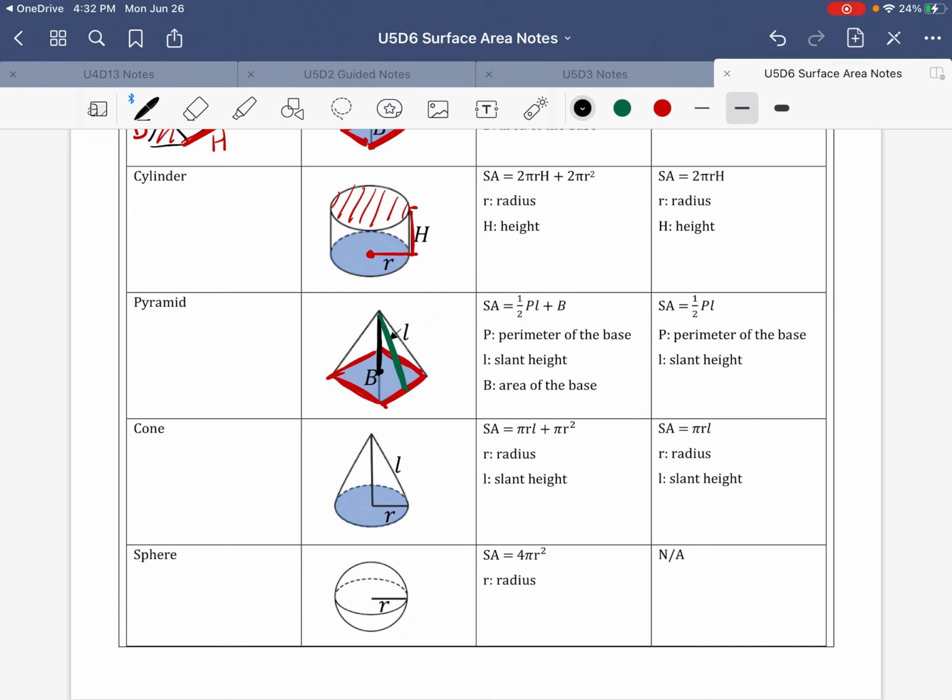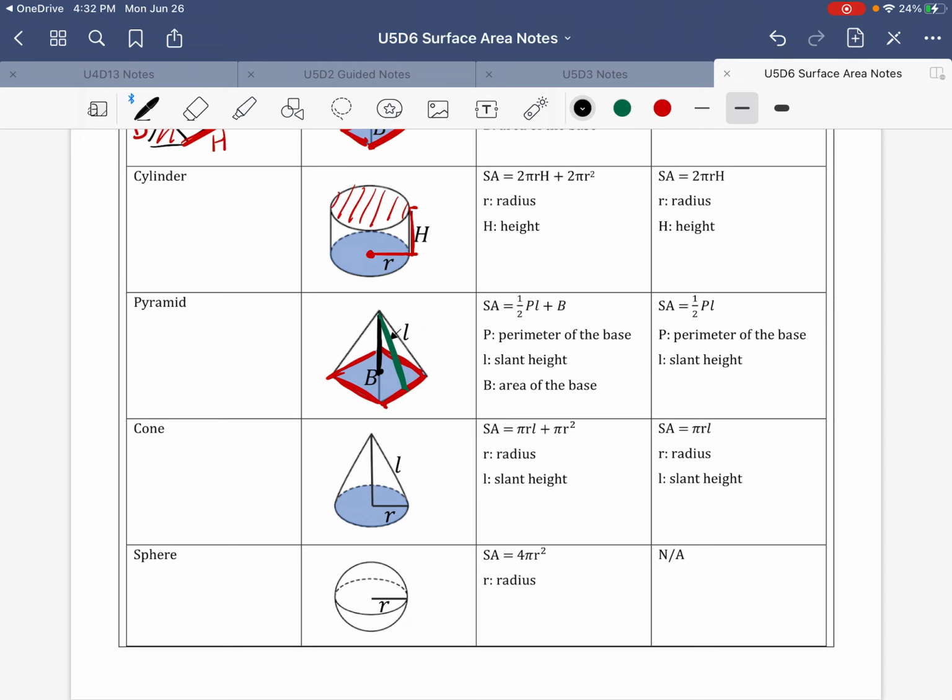So we will use 1/2 times the perimeter times the slant height plus B, which is the area of the base. So if it is a square, then we're doing base times height. If it is a triangle, we're doing 1/2 base times height, so on and so forth.